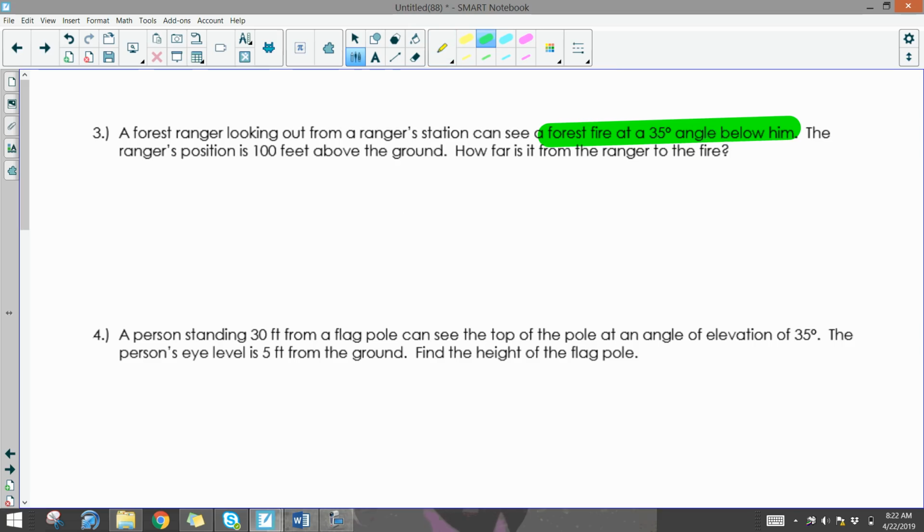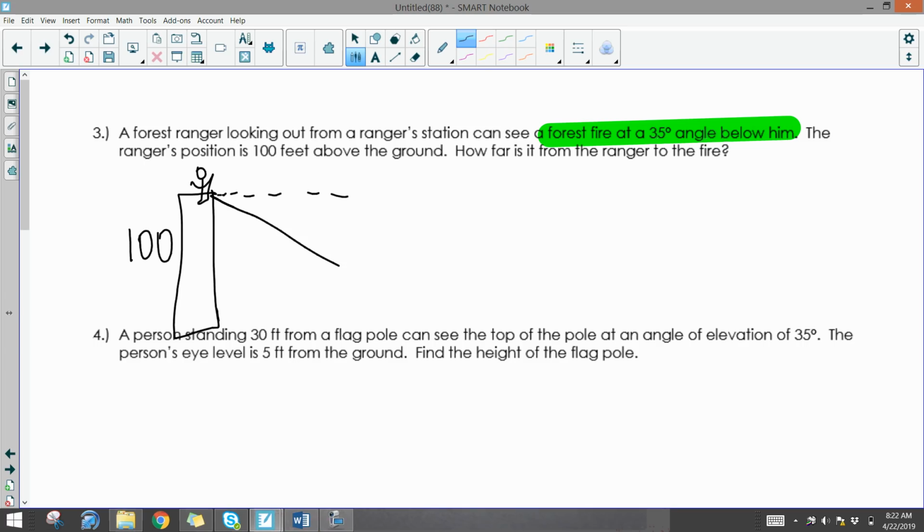That means he's got to be up in the air looking down. The ranger's position is 100 feet above the ground. So we know right off the bat that if he's up in this ranger station right here, right, he's 100 feet above the ground, and he is looking out and down to the fire, right? There's a forest fire going on here. Okay. At an angle of 35 degrees. So that is an angle of depression because he is looking out and looking below him. How far is it from the ranger to the fire?